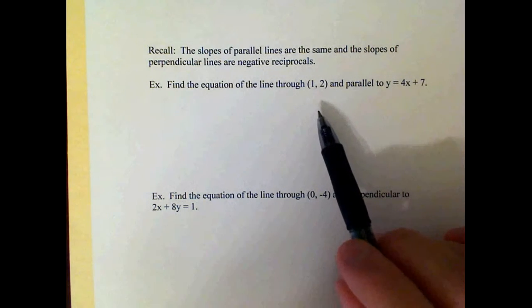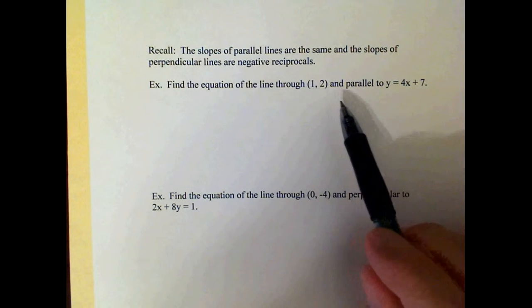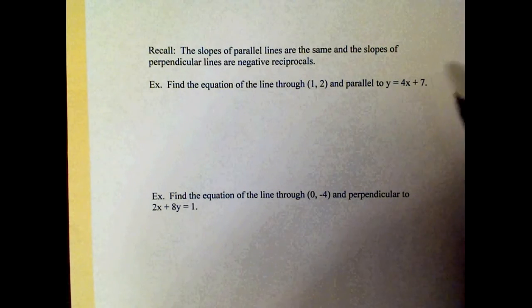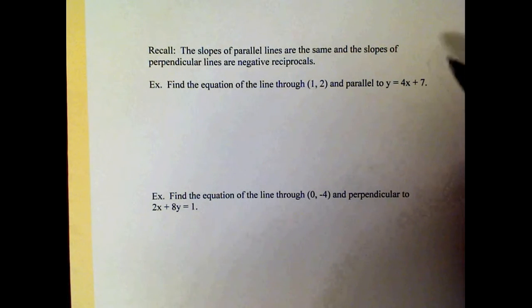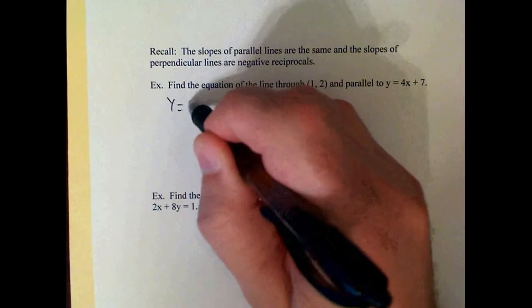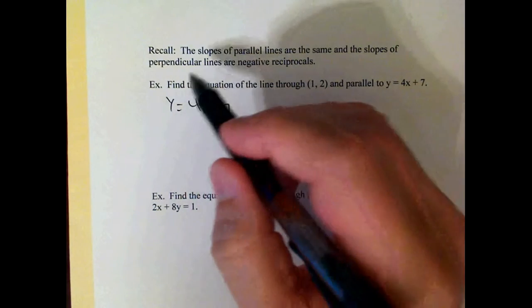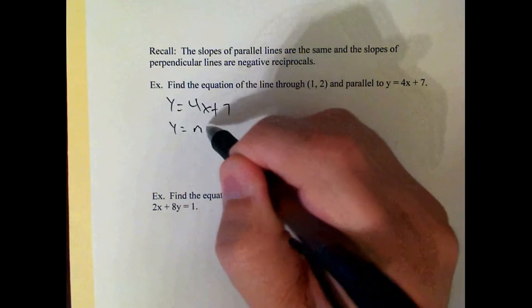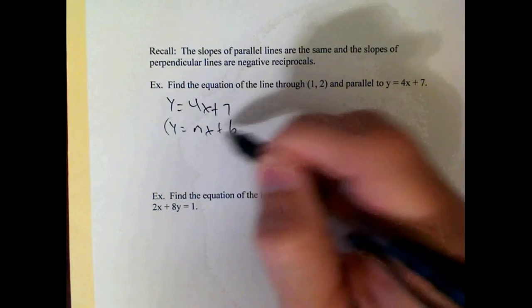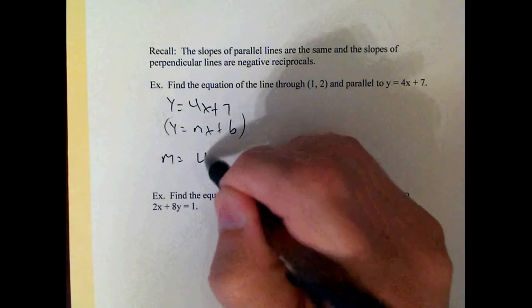This first example, we have to find the equation of the line through the point (1, 2) and parallel to y equals 4x plus 7. Before we can do anything, we need to find the slope of the given line. So the line that's given is y equals 4x plus 7. Since this is already y equals, this is in y equals mx plus b form, which means that the slope is in front of the x and the slope is 4.